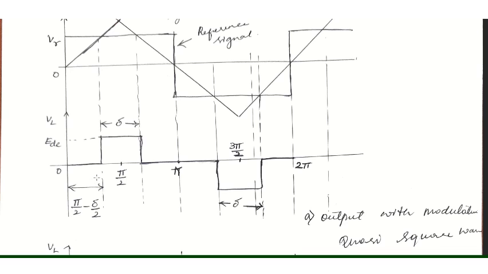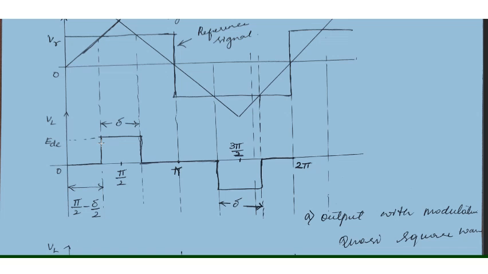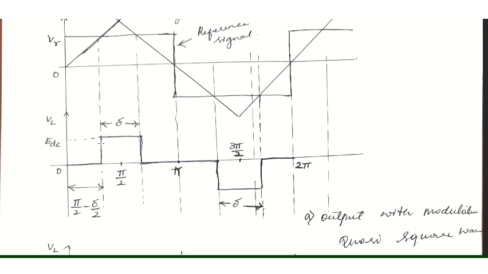Observe here, pi by 2 minus delta by 2. If delta is equal to 120, then pi by 2 minus delta by 2 will be 90 minus 60, which is 30. So at omega t equal to 30, you have to start giving the pulse. And pi by 2 plus delta by 2, that is 90 plus 60, will be 150. So at omega t equal to 150, you have to turn off your pulse, wherein the semiconductor devices will be turned on from omega t equal to 30 to 150.